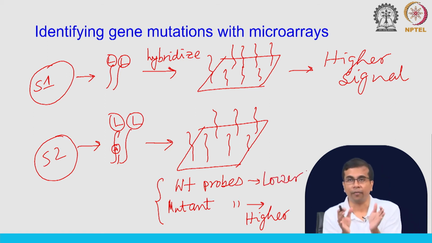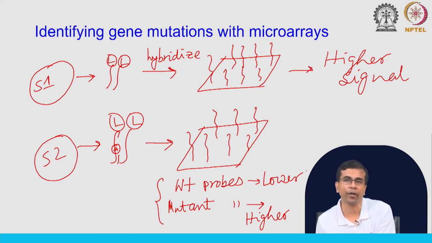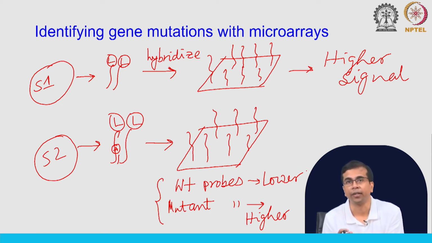Okay. So, now if you compare this, you have these both types of probes in the microarray and you are comparing this S1 and S2. S1 will give you higher signal for wild type probe and lower signal for mutant probe, because there will be weak hybridization with the mutant probe. And in case of S2 you will see exactly opposite. So, you will get a lower signal for wild type probe, you will have weaker hybridization and you will see stronger signal or higher signal for mutant probes because there is very strong hybridization.